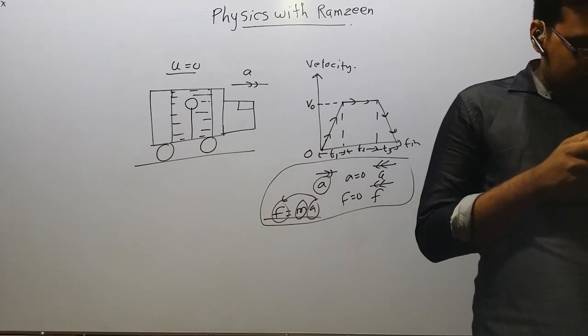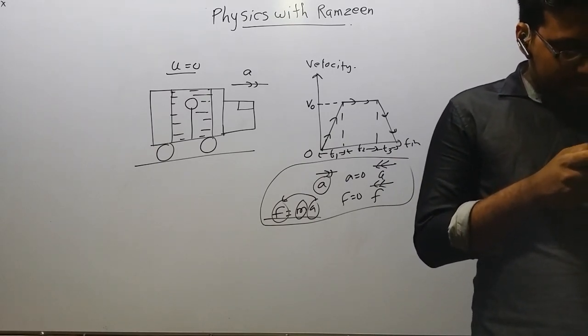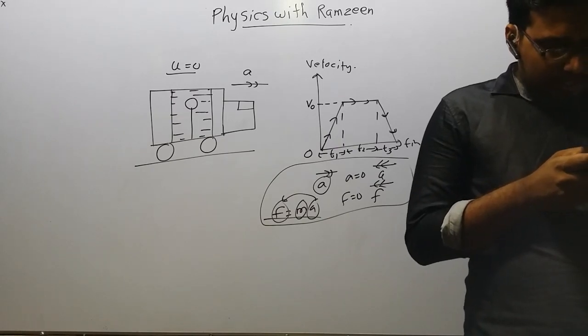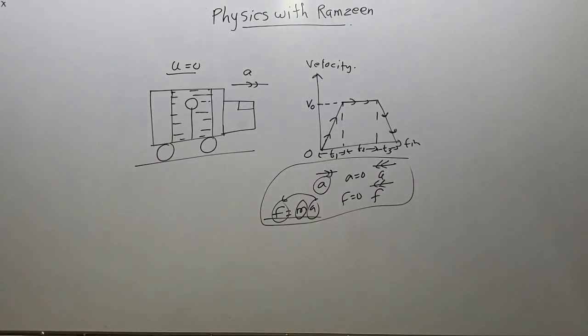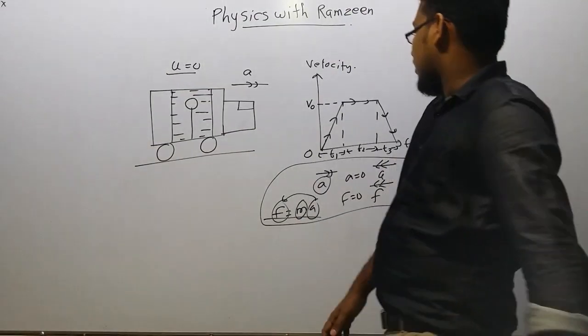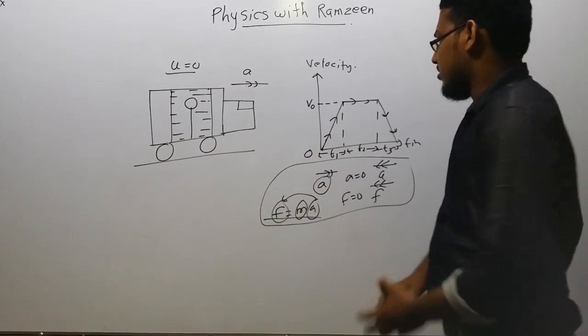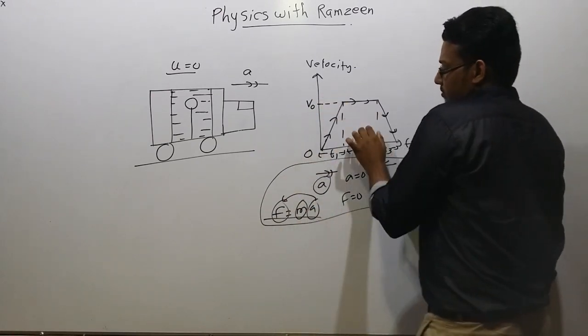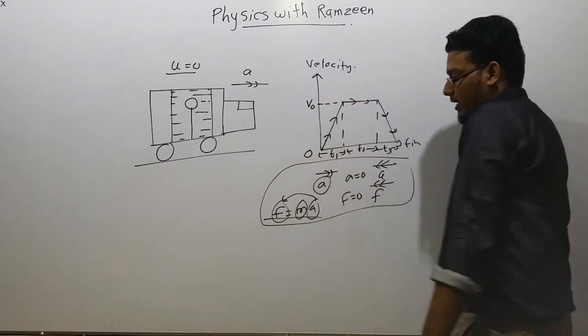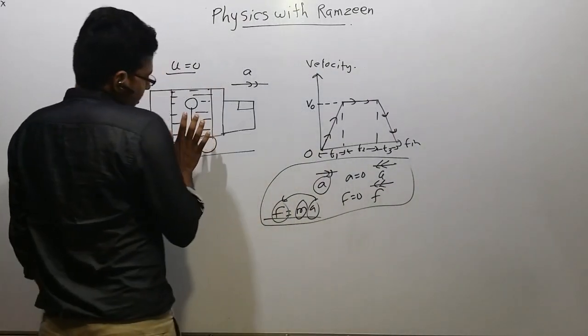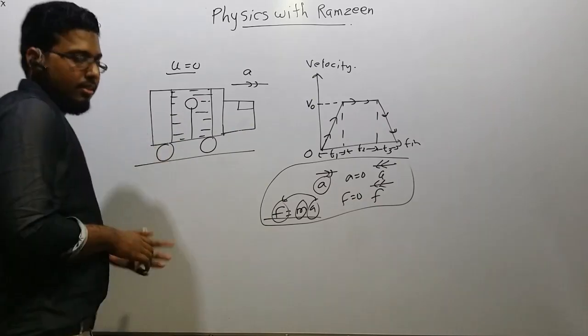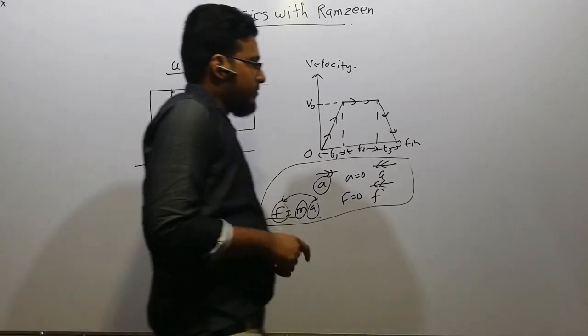The question is: the position of the balloon and the string inside the water tank during the time intervals T1, T2, T3 are best represented by which option? That's the question. When the truck moves in accordance with the velocity time diagram, what will happen to the position of the balloon? That's the question. First we have to know.